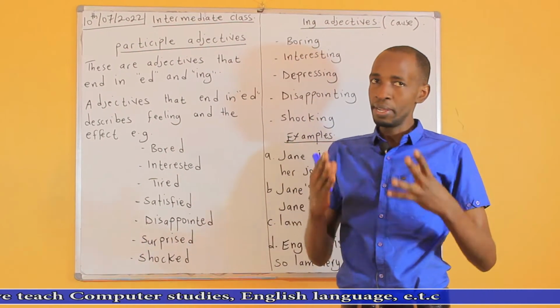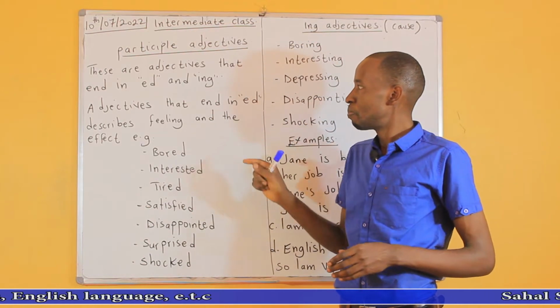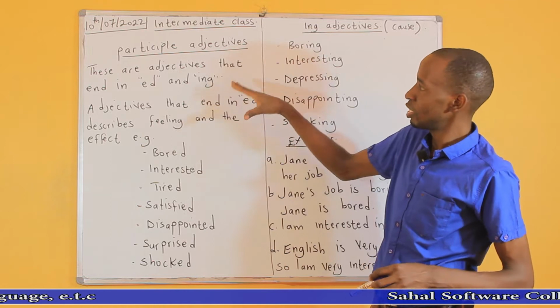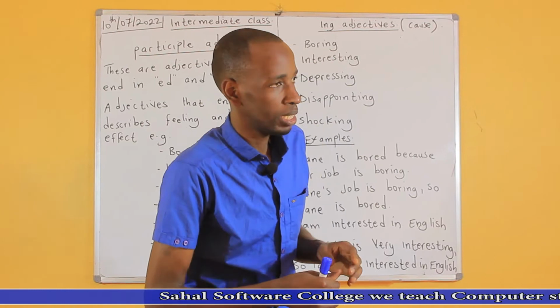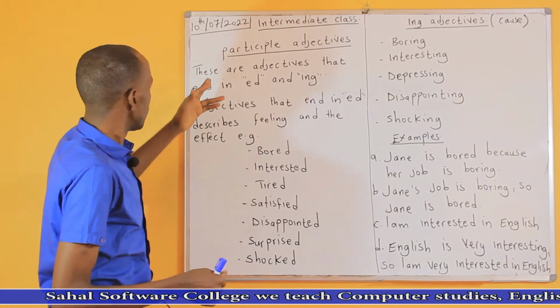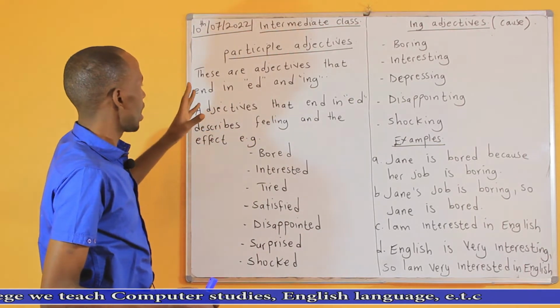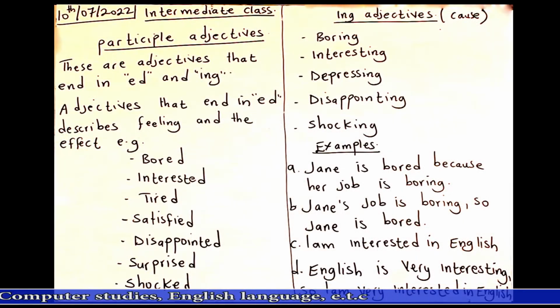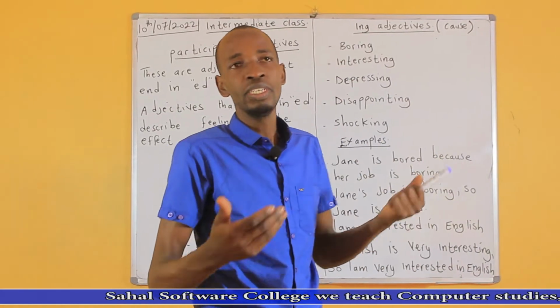So I need to clarify in this video the difference between present continuous and participle adjectives, as well as past simple and participle adjectives. These are adjectives that end in ed and ing. The next, adjectives that end in ed describe feelings and the effect. If I talk about feeling or effect, it means what?